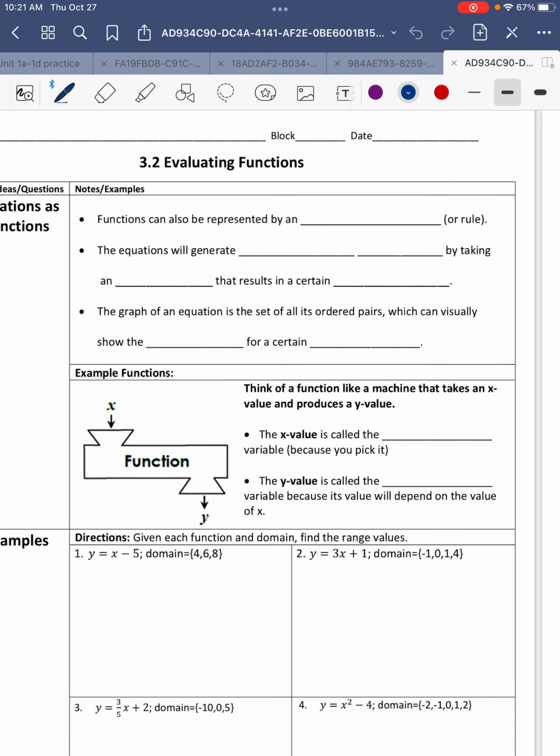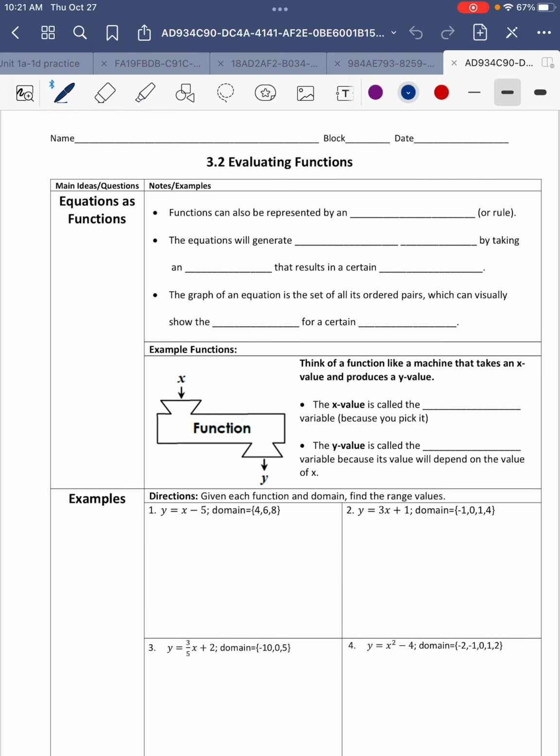Hi, welcome to 3.2 evaluating functions. So we'll start off with the notes up top. It'll just be fill in the blank.